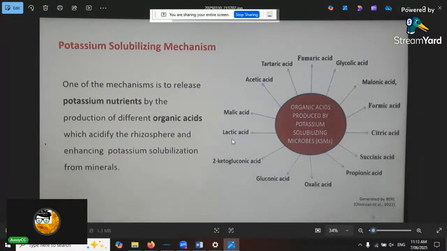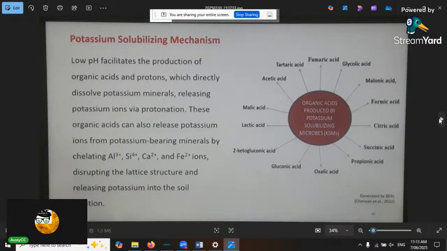Is humic there? No. Fulvic? No. I've got formic. I wonder if it answered like that. There's another one. These are organic acids. They can release potassium ions from potassium-bearing minerals by chelating them.